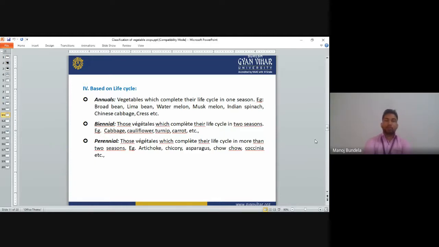Biennial means those vegetables which complete their life cycle in two seasons, like cabbage, cauliflower, turnip, carrot. So they are called biennial. The third one is perennial. Perennial means those vegetables which complete their life cycle in more than two seasons. They require more than two seasons to complete their life cycle, like artichoke, asparagus, chow chow. So these all come under the perennial.